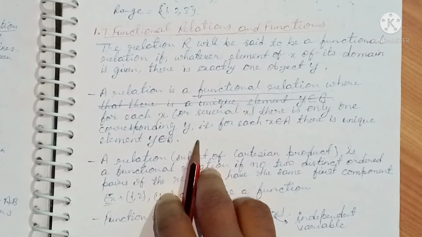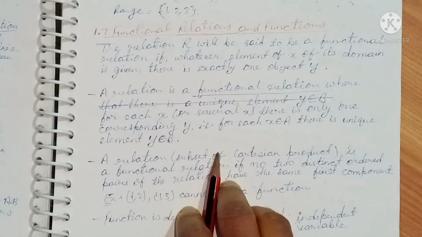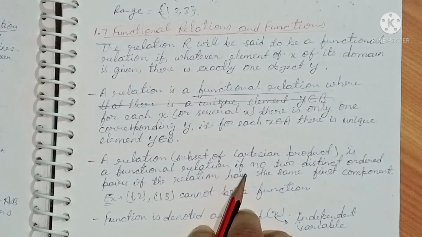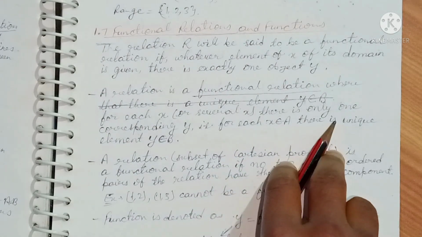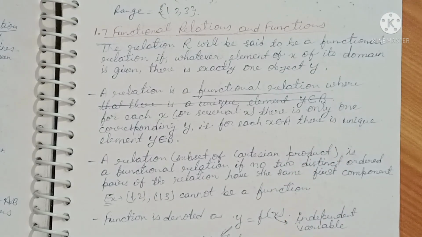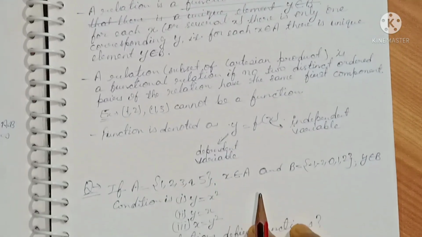If other than this condition there is something in the ordered pairs we get from the given limitation, then that is not going to be known as a functional relation. So this I will explain by giving an example.